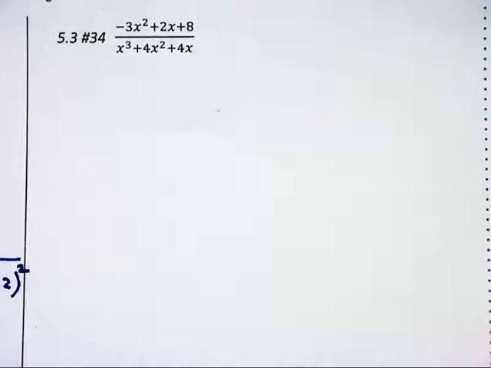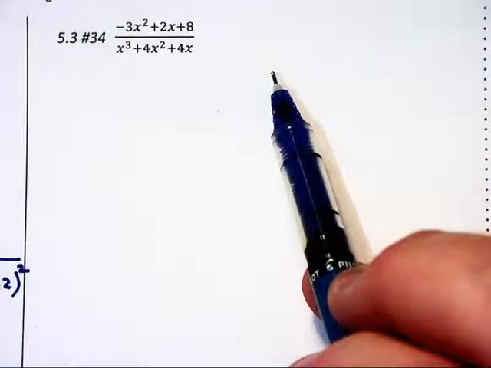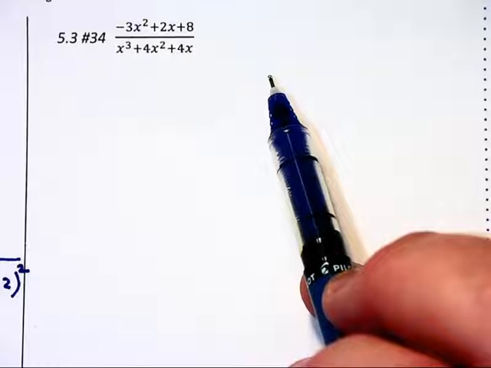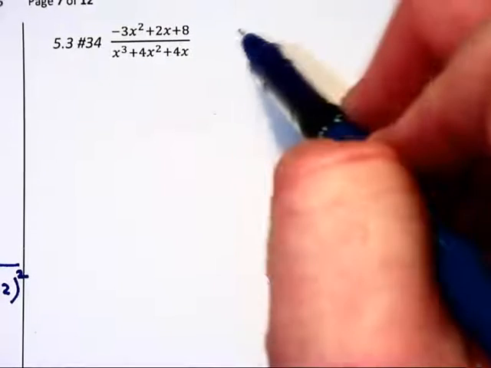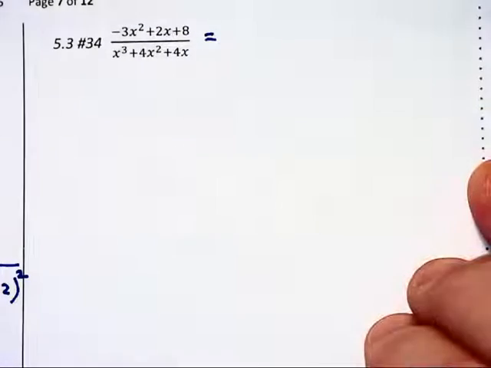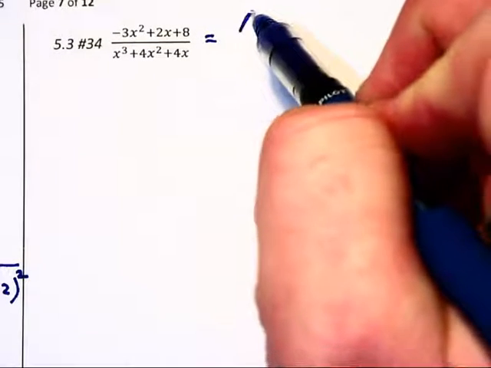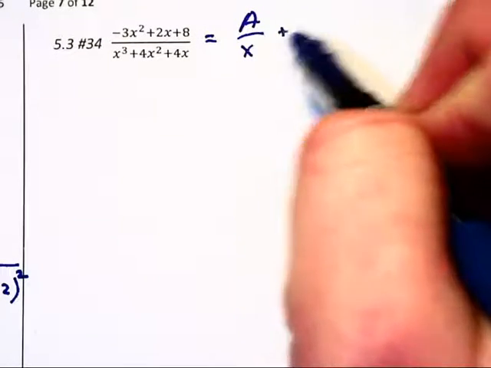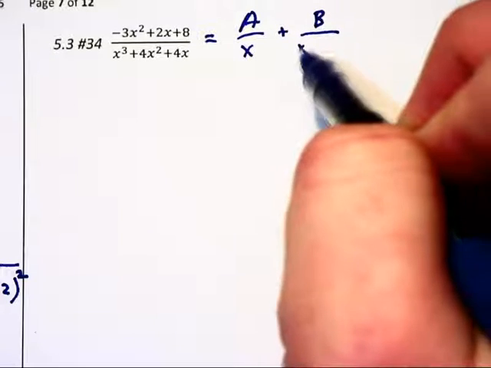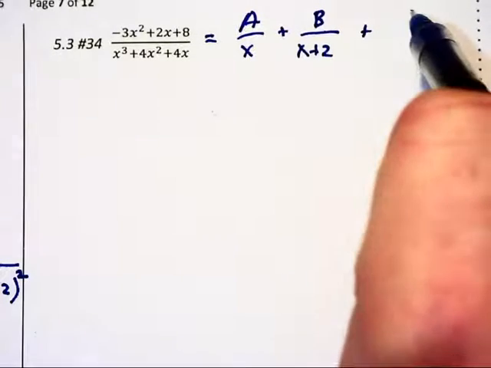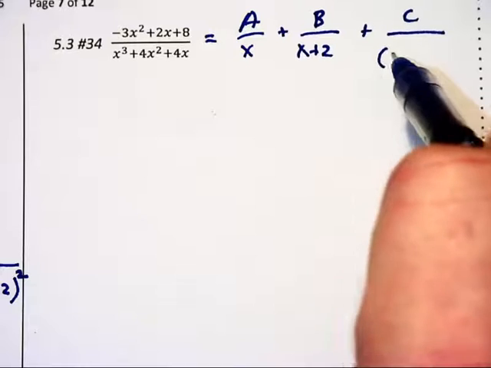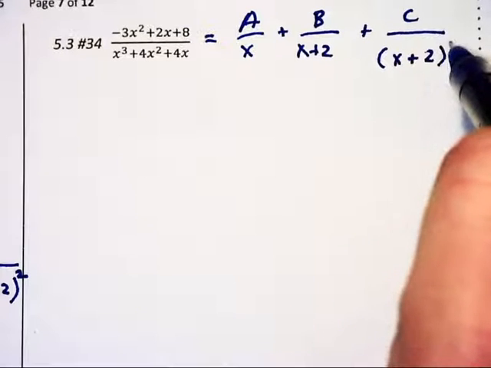Okay, let's practice this again. This number 34 here, that's the same as number 18 over at the left. So I'm going to recopy the right-hand side, if you don't mind. This will equal a over x plus b over x plus 2 plus c over x plus 2 quantity squared.